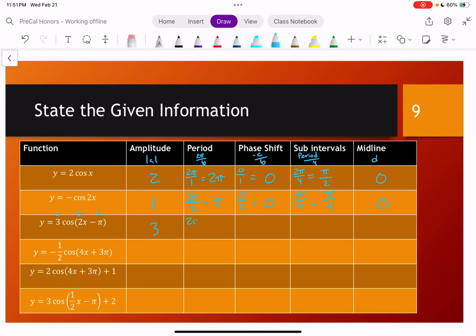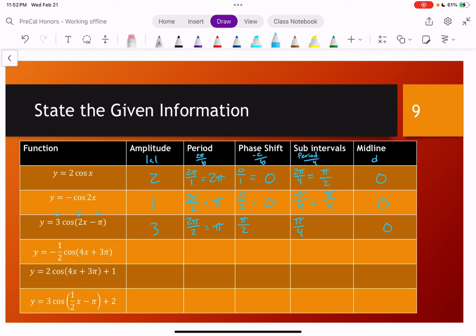Your period is going to be 2 pi over B, or over 2, which would leave you with pi. Your subinterval would be pi over 4. In this case, your phase shift would be a negative c. Now, your c is already negative, which means that we are going to be looking at a pi over 2 as our answer. Our midline in this case will still remain as 0 because we do not have a d value. Go ahead to the next question.